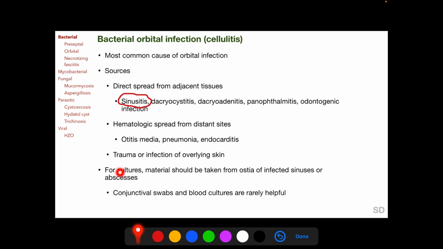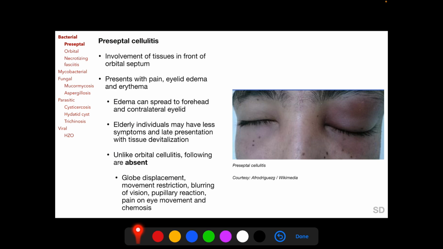For cultures of the organism involved in orbital infection, material should be taken from the ostia of infected sinuses or abscesses. It is important to remember that conjunctival swabs and blood cultures, particularly from afebrile patients, are rarely helpful. Now, according to the location of the tissues involved, bacterial infection of the orbit can be divided into preseptal cellulitis and postseptal or orbital cellulitis, and they have differences in their management and prognosis.